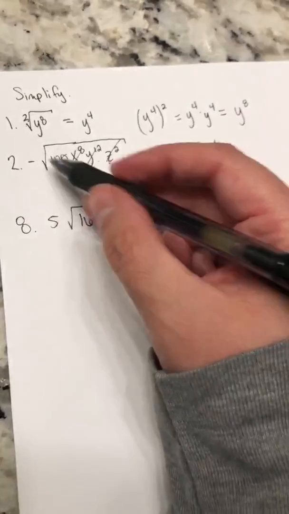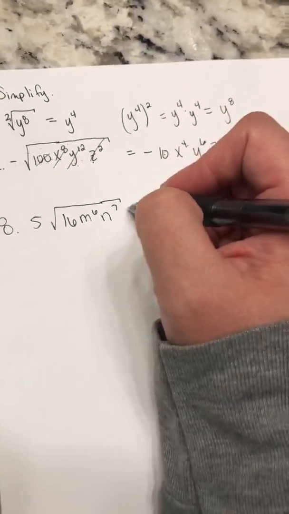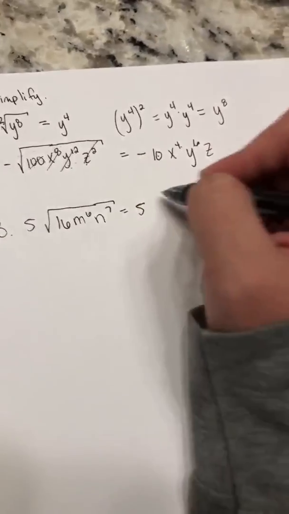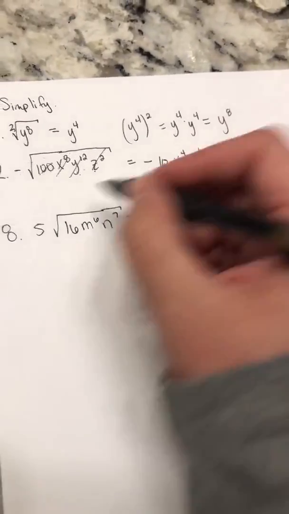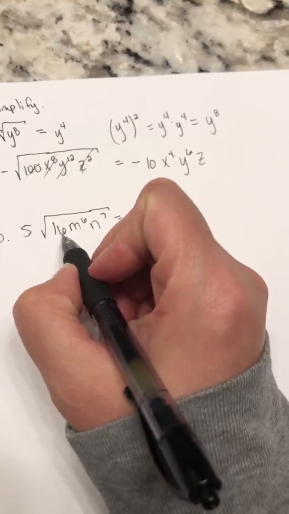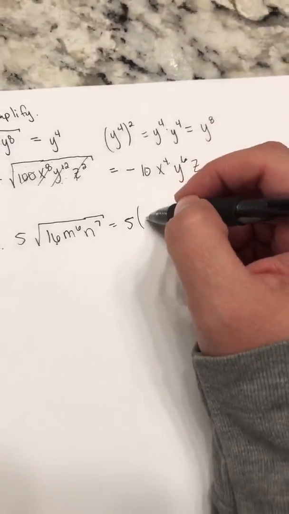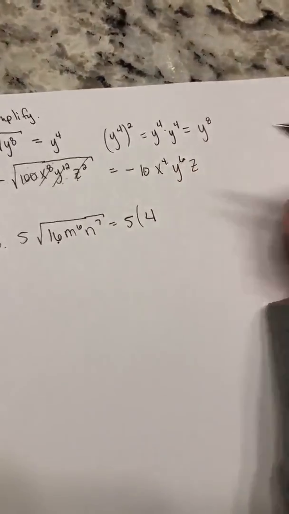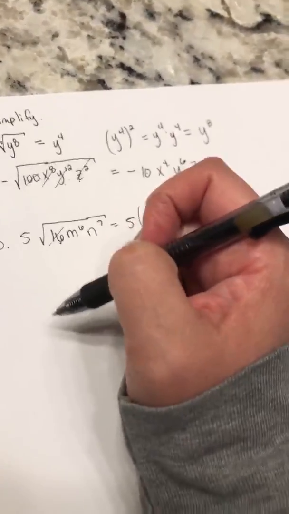Okay, so again, just like with the negative here, the 5 is just going to hang out there and get multiplied by any number or whatever. So you've got 5 times something. The square root of 16 is 4. 4 times 4 is 16. So I've taken care of this.